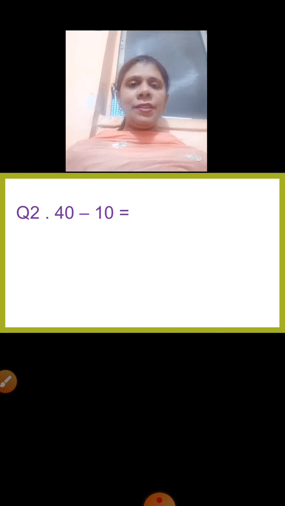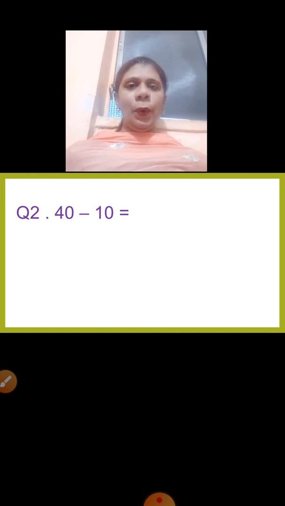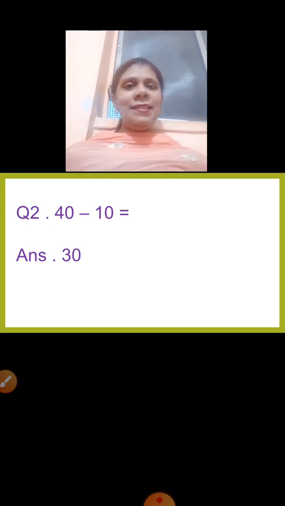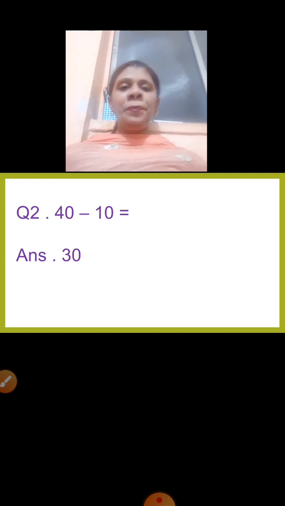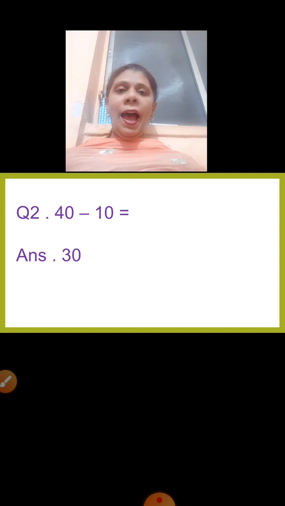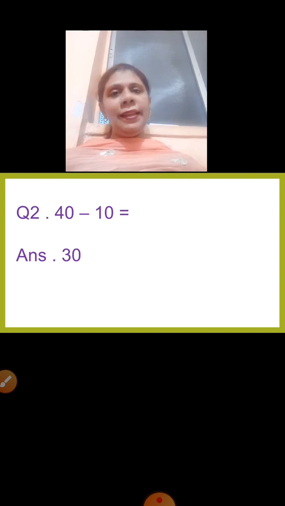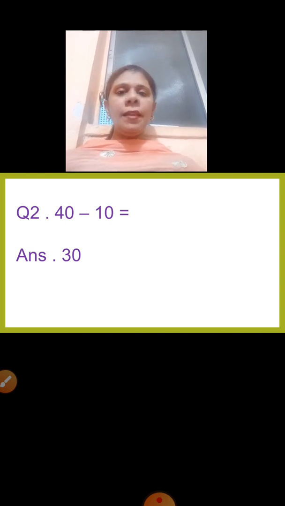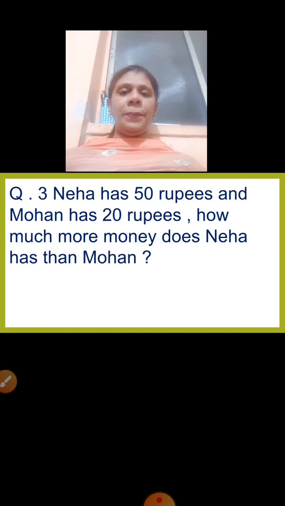Very easy it is, no? It is two-digit subtraction. You have done this. Yes, children? What will be your answer? 30. Correct. 40 minus 10 is equal to 30. When we subtract 40 minus 10, we get our answer 30, because 0 minus 0 will be 0 and 4 minus 1 will be 3. Okay. Now let us move to the next question.